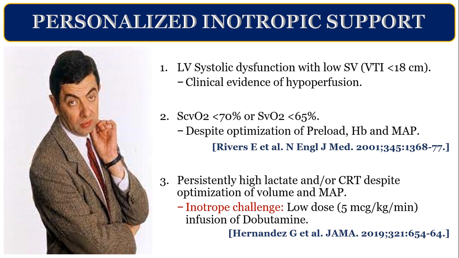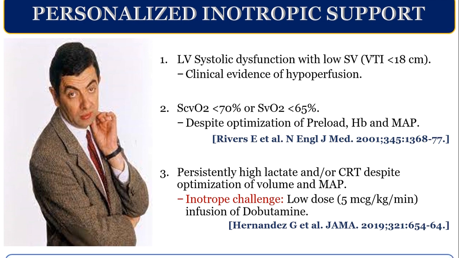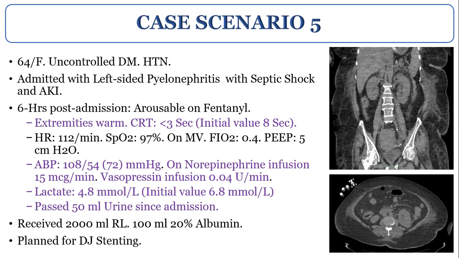If your fluid is optimized, vasopressor is optimized, and still the patient is hypoperfused, you can give a challenge called an inotropic challenge, where you use 5 micrograms per kg per minute of dobutamine and see whether perfusion improves or not. Again, this is validated by the ANDROMEDA-SHOCK trial published in JAMA in 2019. All of you should read this paper. I think this is the best paper of critical care in the last 20 years.